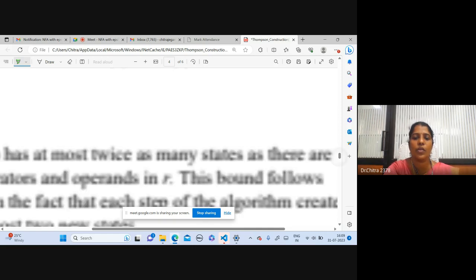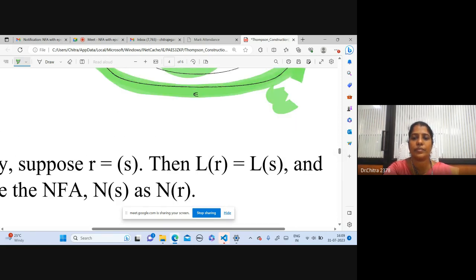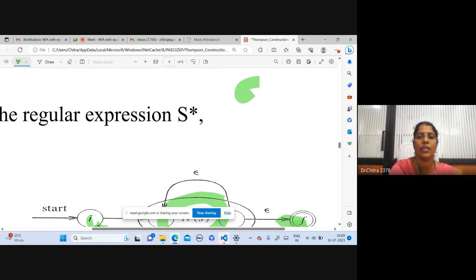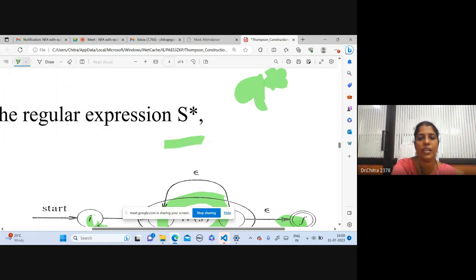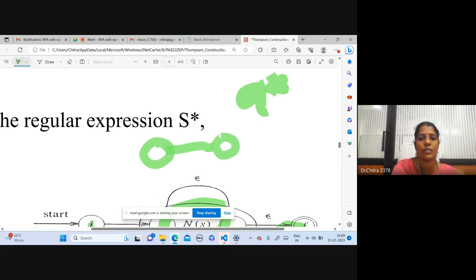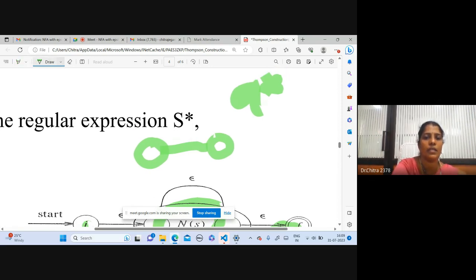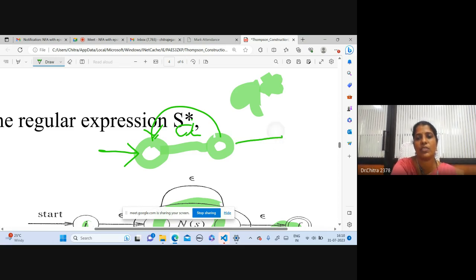Now you can say, how can you draw A star? To draw A star, what is the first step? Draw A. This is A. This symbol is A. Then star. Star means repeatedly. Repeatedly, you should process this one. So this is for repetition. Then A star means without this also, it will accept something.